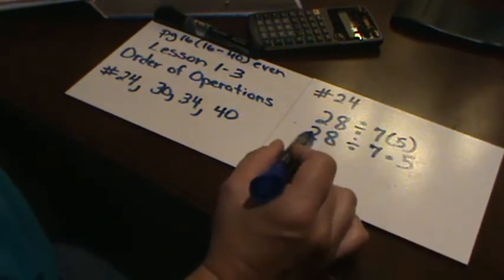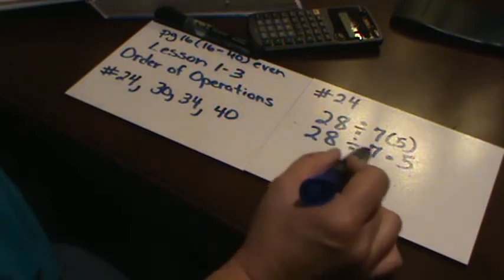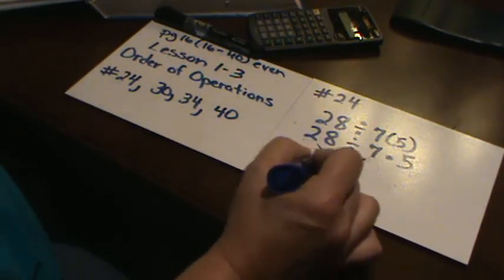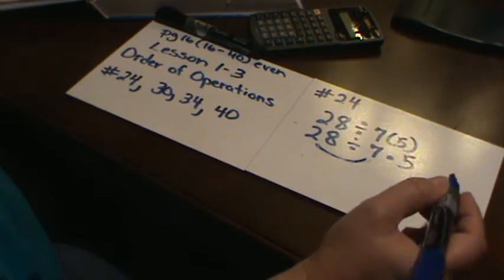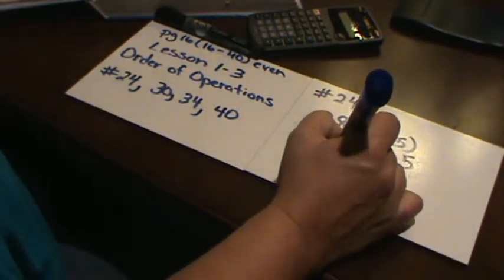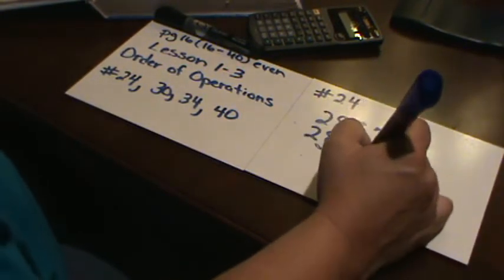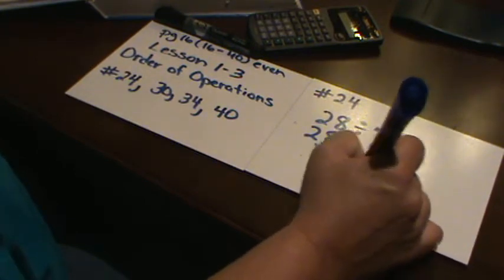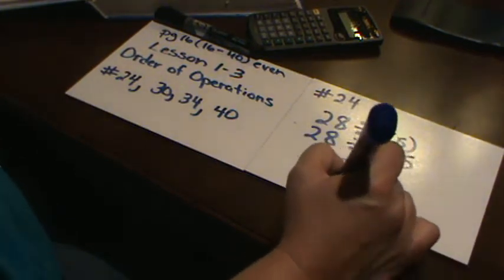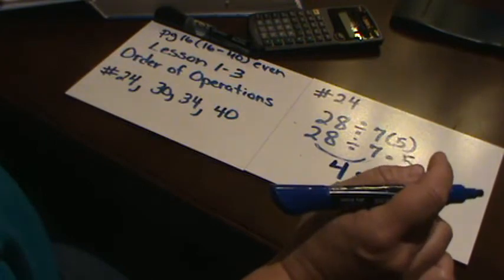So now I'm going to start from the left side and I have division first. So how many times does 7 go into 28? And that would be 4. And then 4 times 5 would be what I would do next. And I would get 20.